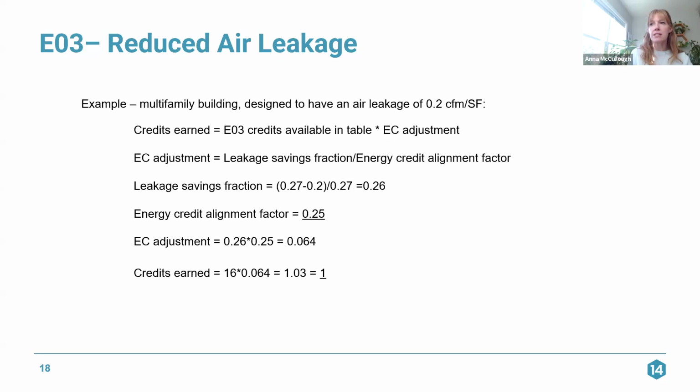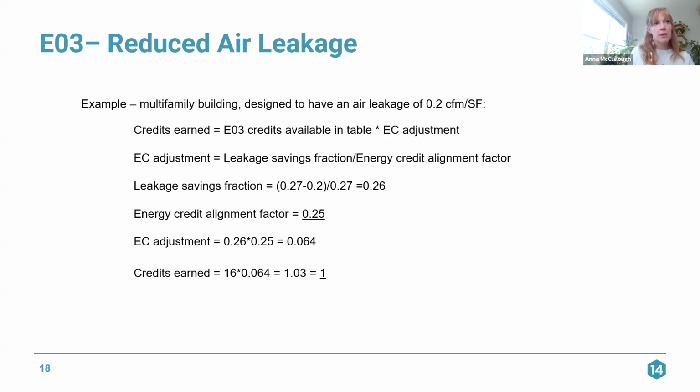So we calculate our EC adjustment. First, we need to calculate our leakage savings fraction. 0.27 is allowed, minus 0.2, divided by 0.27 gets us to 0.26, which is less than 0.8. So we're going to use 0.26.